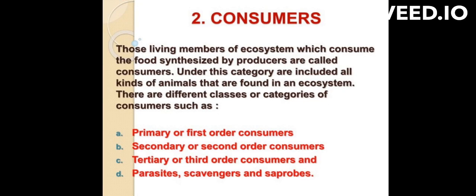Second one is consumers. Those living members of the ecosystem which consume the food synthesized by producers are called consumers. Under this category are included all kinds of animals that are found in the ecosystem. There are different classes or categories of consumers: primary or first order consumers, secondary or second order consumers, tertiary or third order consumers, and parasites, scavengers and saprophytes.